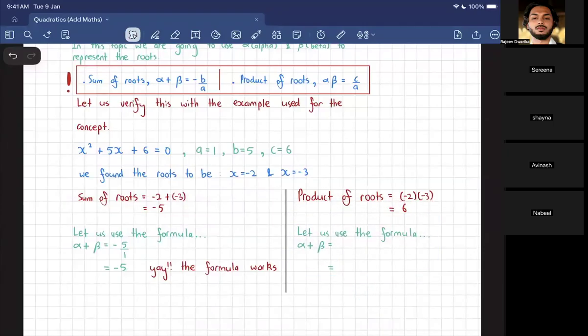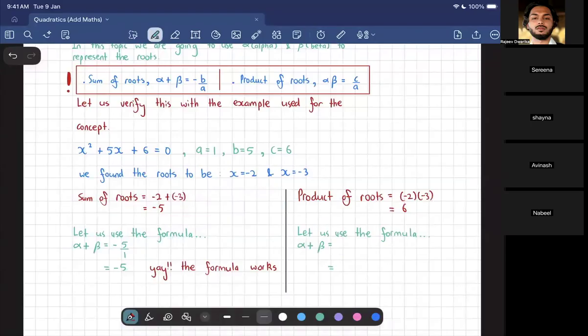Now, let us use the formula and see if we get that back. So it's c over a, right? What is c? C is 6. And a is? What is 6 over 1? 6. Does the formula work? Yes, it does. Great.